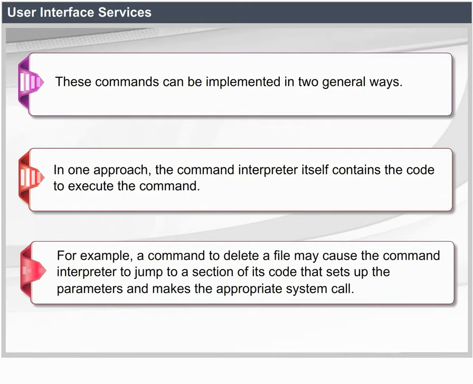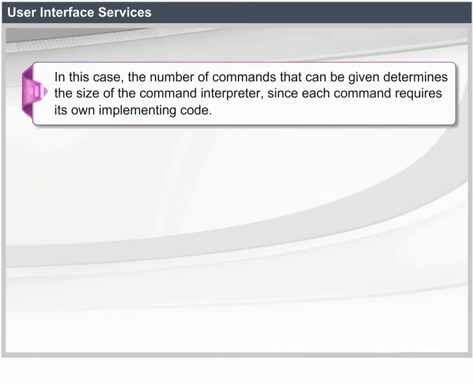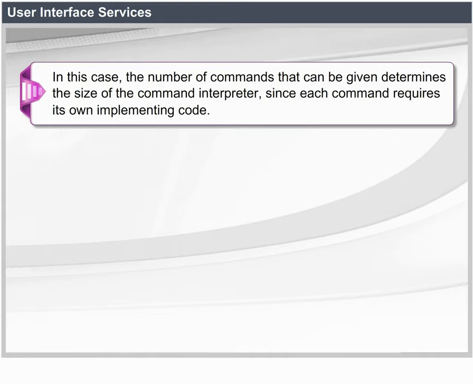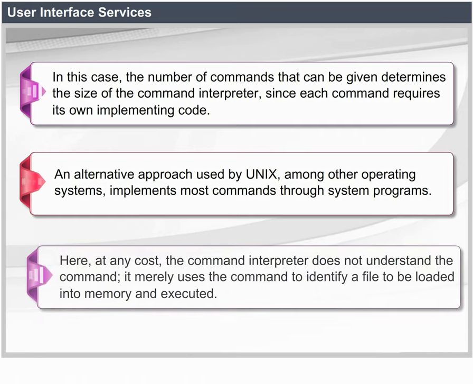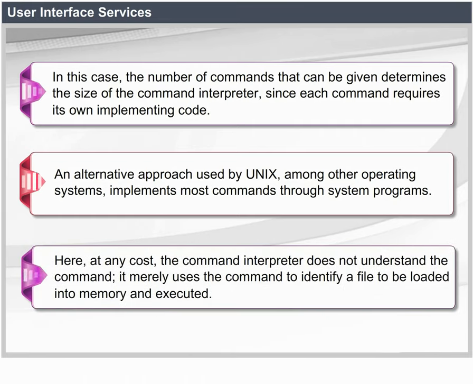In this case, the number of commands that can be given determines the size of the command interpreter, since each command requires its own implementing code. An alternative approach used by Unix, among other operating systems, implements most commands through system programs. In this case, the command interpreter does not understand the command in any way. It merely uses the command to identify a file to be loaded into memory and executed.